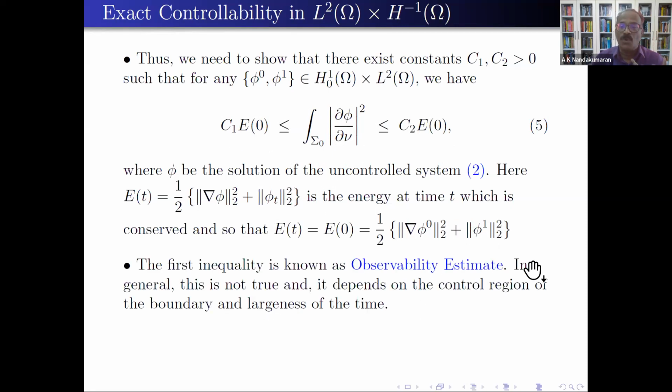So this is called observability inequality. Of course, this is not true in general, and it depends on the controlled region of the boundary and on the largeness of the time. You need both.